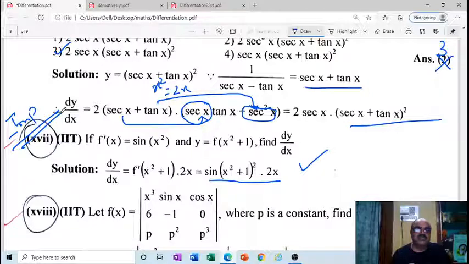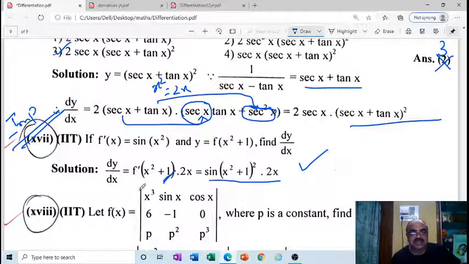Now, what is given to you? Y is equal to f of x square plus 1. Now, when you differentiate this, f dash of x square plus 1 into 2x. Why 2x? X square, if you differentiate, it is 2x, and differentiation of 1 is 0.